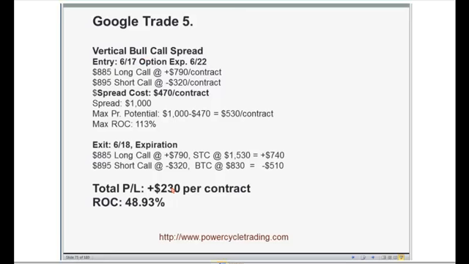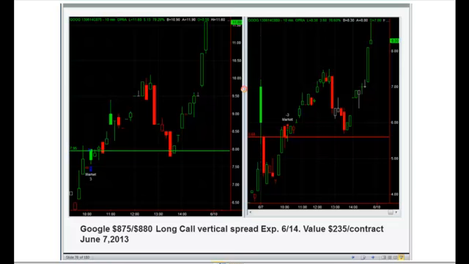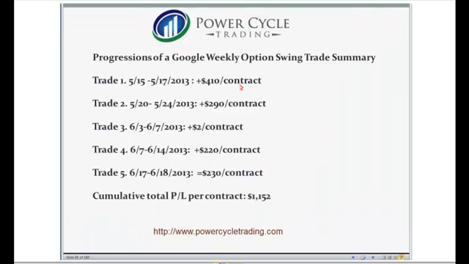So using my trading system for cycles and weekly options, you can generate some really low risk defined trades. Now I'm going to show you one other last trade that's a really cool trade. It's a little bit different here, but cumulative, this all adds up. So the first trade made $410, second trade $290, third trade basically break even, fourth trade $220, $230. So the cumulative of all these was $1,152 per contract, and defined risk trades all the way down.